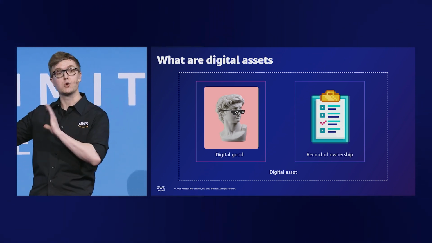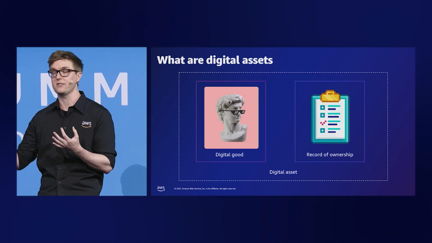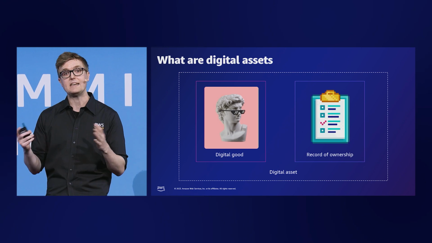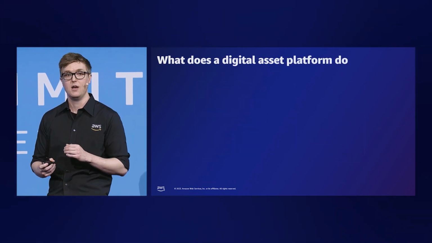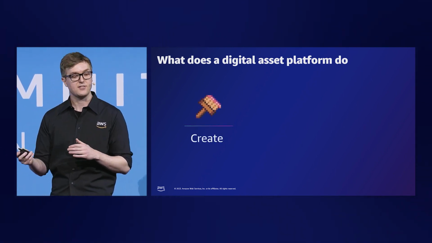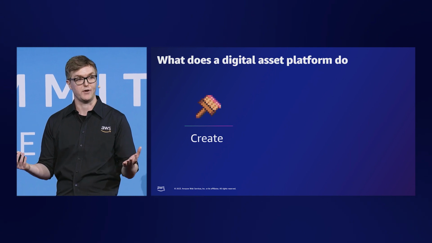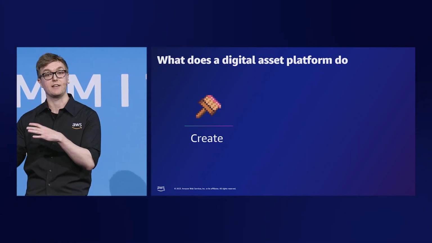So the digital good itself can live in traditional platforms, like traditional object storage solutions. The record of ownership, though, needs to be managed by a digital asset platform. And so a digital asset platform does three key things with these records of ownership. Firstly, it allows us to create a record of ownership. And so this could be an open platform, depending on which digital asset platform we're using.